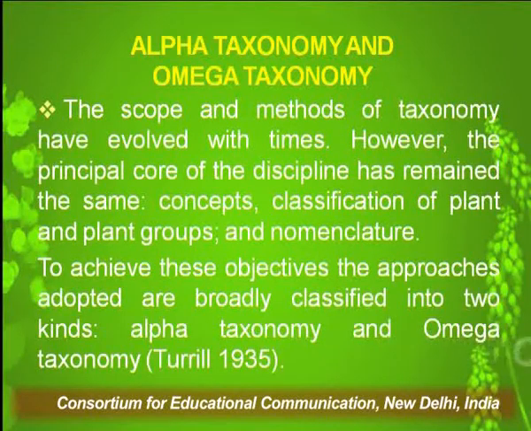Now we'll move on to the understanding of alpha and omega taxonomy. The scope and methods of taxonomy have evolved with times. However, the principal core of the discipline has remained the same. That is the concepts, the classification of plant and plant groups, and nomenclature. To achieve these objectives, the approaches adopted are broadly classified into two kinds, that is alpha taxonomy and omega taxonomy.